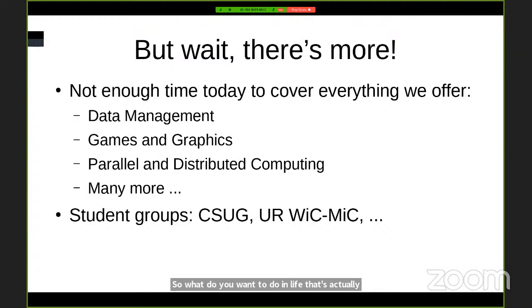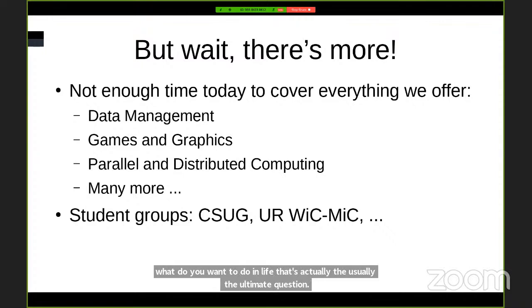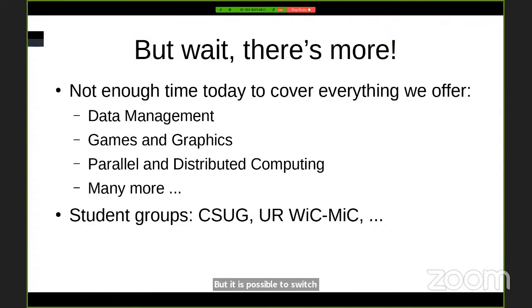Right? But it is possible to switch from each. Computer science in that sense is broader. It's probably easier to switch from computer science to data science than the other way around, because data science is more specialized at this moment.